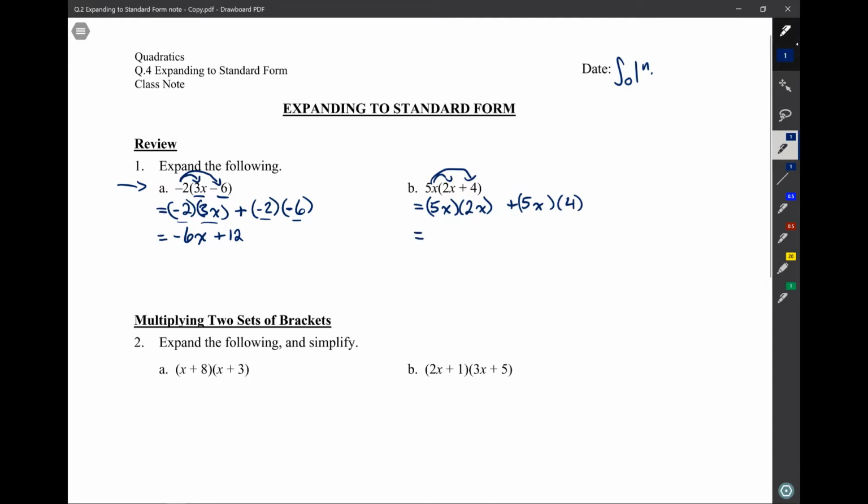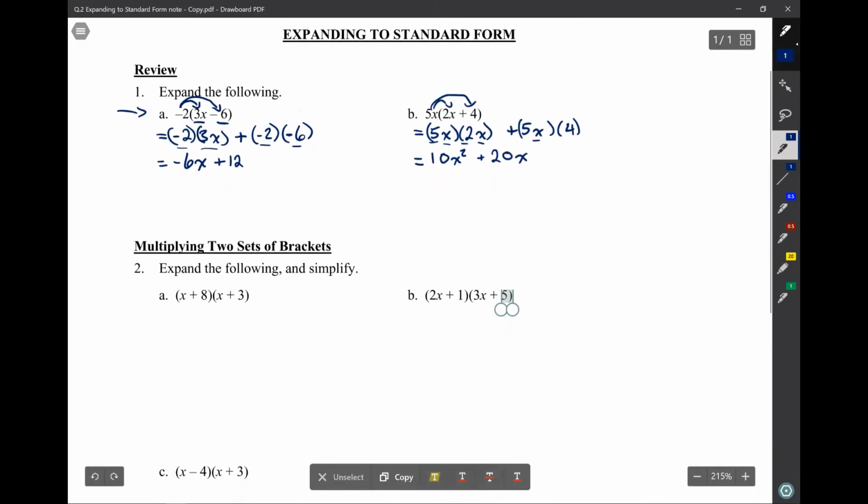Well, 5 times 2, we start with the coefficients. 5 times 2 is 10. And then I work with my variables. So I have x times x. Well, x times x is another way of saying x squared. So I have 10x squared here. And then plus, and here I multiply my coefficients first. 5 times 4 is 20. I count up all my x's, I just have the 1, so 20x. The most common mistake for these problems is forgetting some of your variables, forgetting some of your x's. Now let's move on.